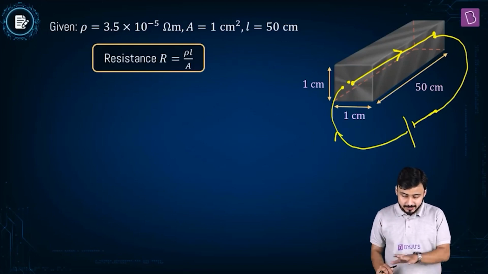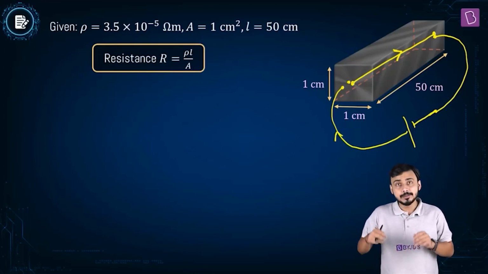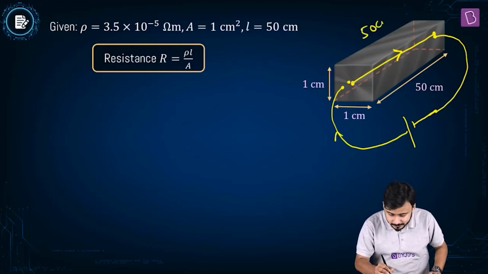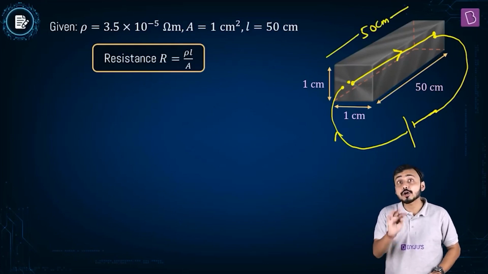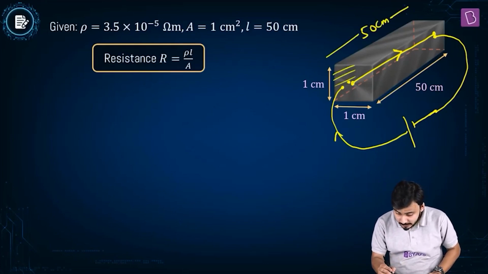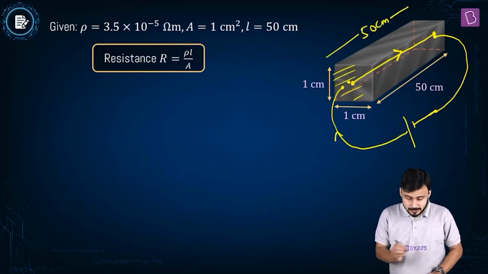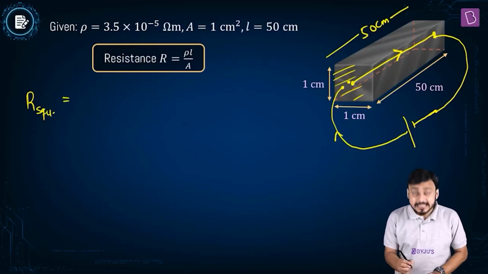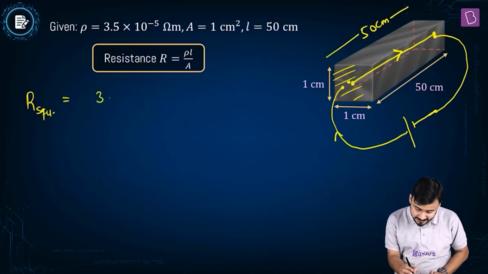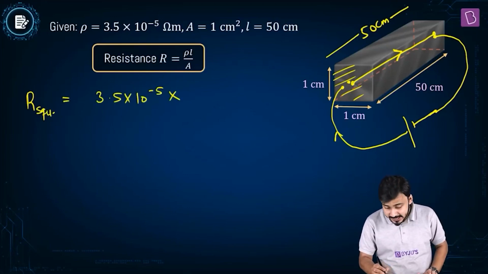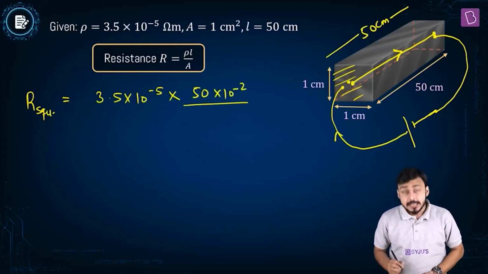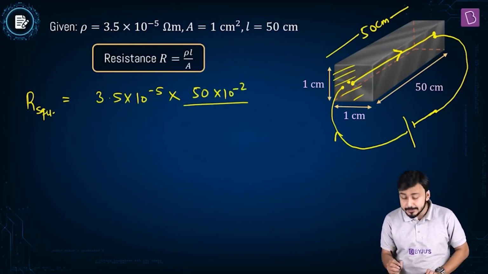Correct. So when you are attaching the battery to the two square surfaces, please understand this: the length will be 50 centimeter, right? And the cross-sectional area will be this area, which is 1 centimeter square, correct? So in that case, R across the square terminals is equal to rho, that is 3.5 into 10 raised to power minus 5, times L. The length is 50 centimeter, that's 50 into 10 raised to power minus 2 meters, divided by the cross-sectional area, that's 1 centimeter square.